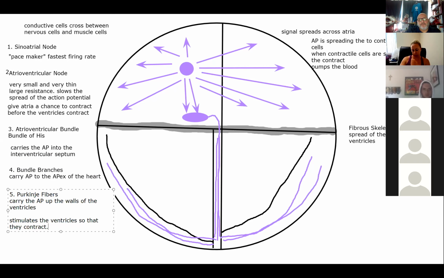All right. Now, I do have one more question. This does seem almost sillily elaborate. Why not just spread the action potential down and across the entire heart? Why instead do we have to take it and send it down to the apex and then up from the apex? Why would we want to do that? What's the advantage of that?